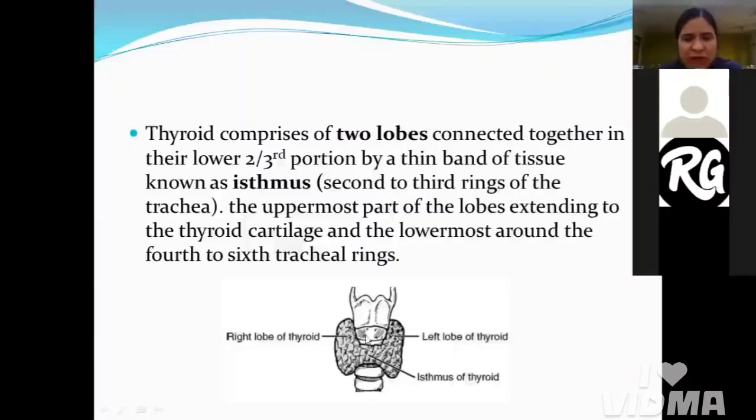Okay. And the uppermost part of the lobe extends to the thyroid cartilage. This upper portion is the thyroid cartilage and below is the cricoid cartilage. Okay. And the lowermost around the 4 to 6 tracheal ring. Isthmus is around first and second tracheal ring, and below that you can see fourth ring, fifth ring and the sixth ring. Okay.